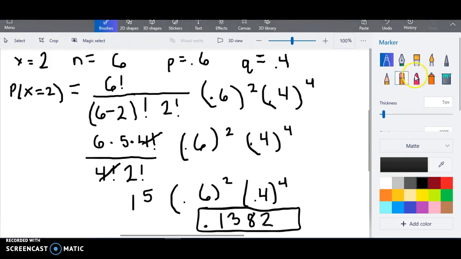So let's go back here. And this time, we're going to change X equals 2 to X equals 1. So X is going to equal 1. So this is going to change. And then everywhere we see a 2, the 6 is not going to change, we're going to put a 1.